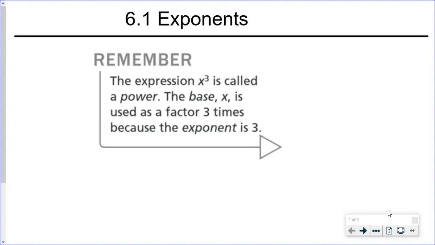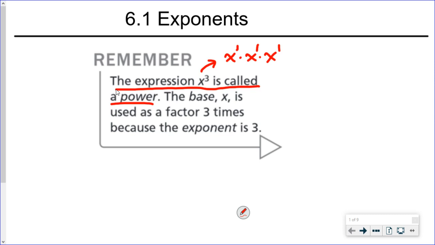Everybody. Today we are starting our new unit and it deals with exponents. So just a reminder here that the expression x to the power of 3 is called a power, that whole expression. The power of 3 is also sometimes called cubing. So what that means is x times itself 3 times. You could almost say x to the power of 1 times x to the power of 1 times x to the power of 1 is x to the power of 3.